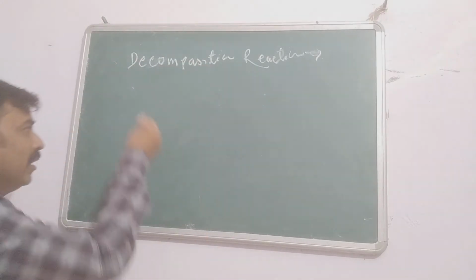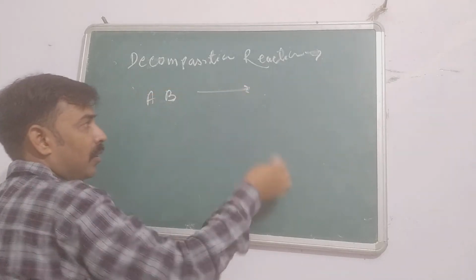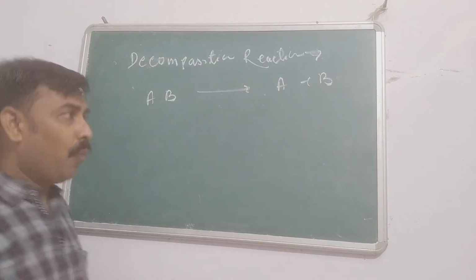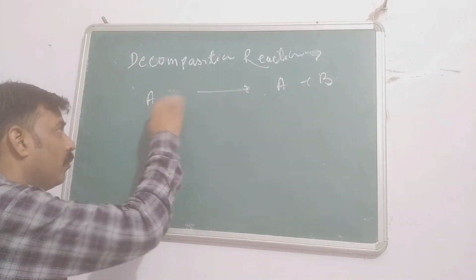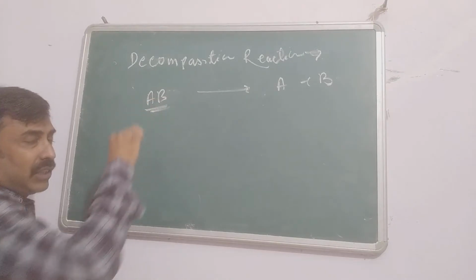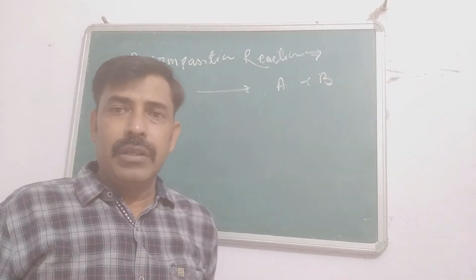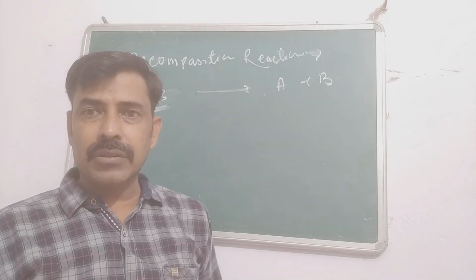Here we can say that if a compound AB breaks into A and B, you can see one compound breaks into two different components. We can write it this way, showing a single compound. When a compound breaks into its components, such types of reactions are called decomposition reactions.